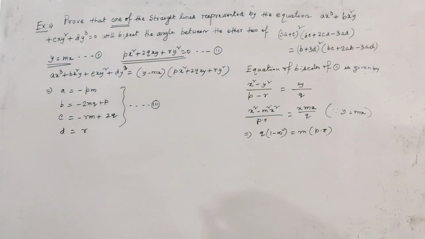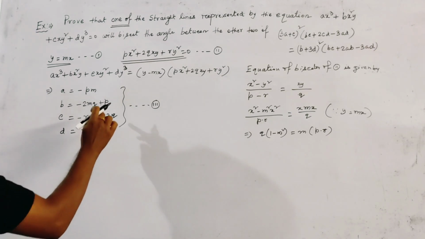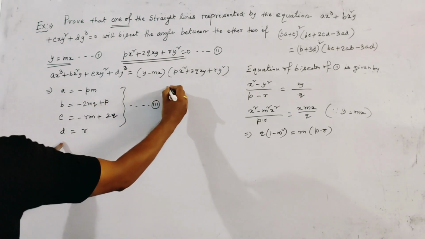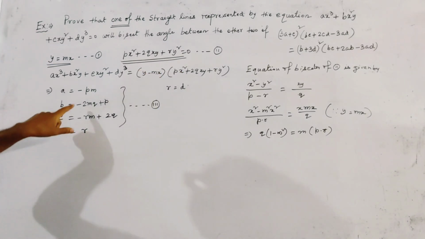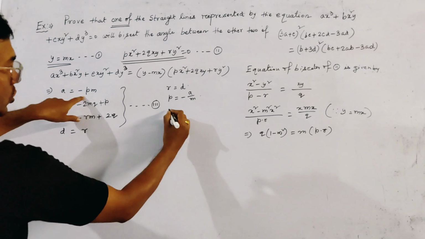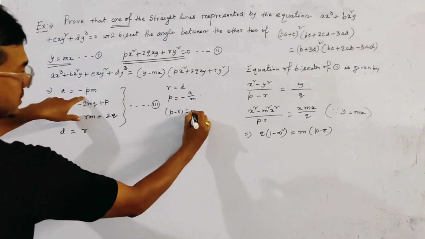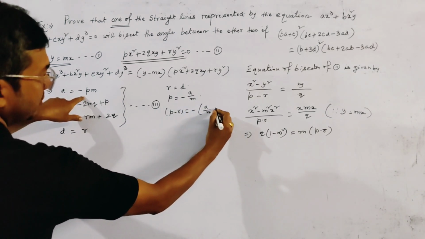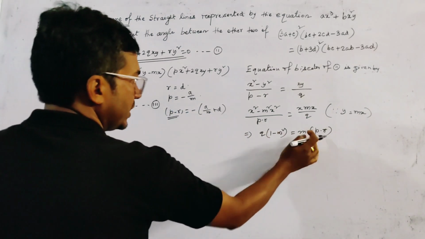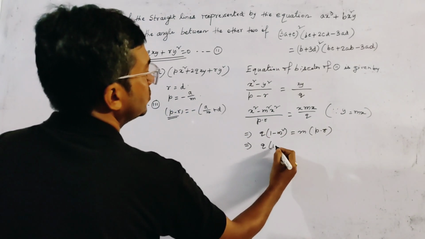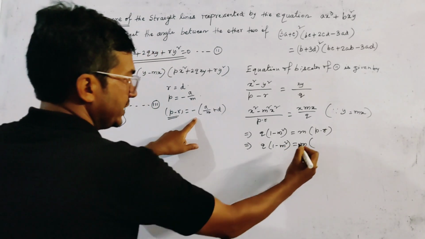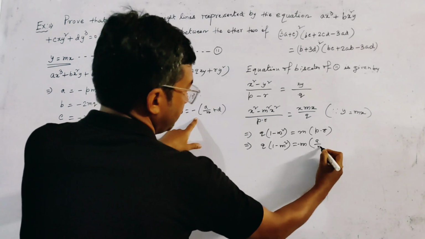Right, now from here we find the value of p minus r. What is r? r is equal to d, and p is equal to minus a by m. So p minus r equals minus a by m minus d, and putting the value of p minus r here, we get q into (1 minus m square) equals m into (minus a by m plus d).